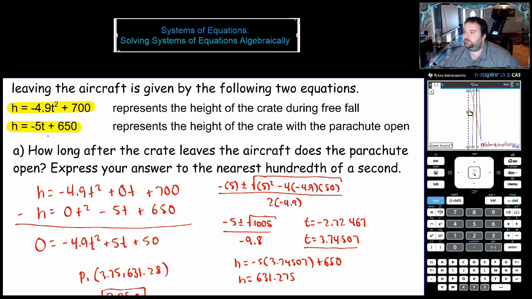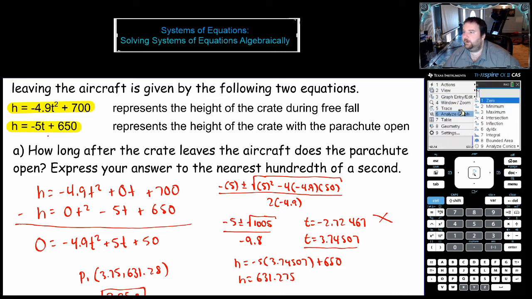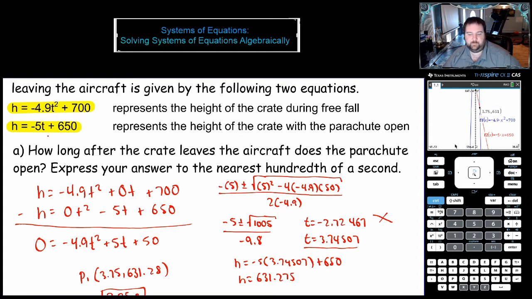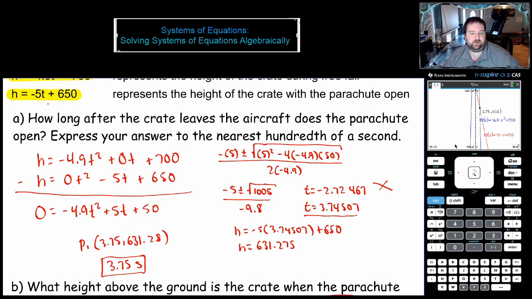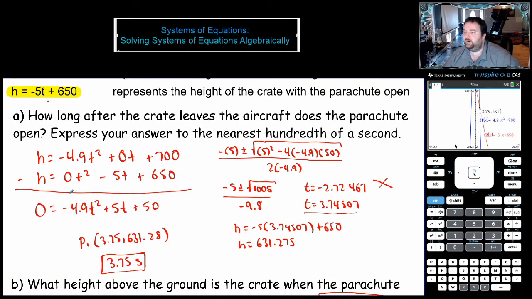Analyze graph intersection. Let's find this first one. Negative 2.72 and 664. So this is the one I discounted, right? And we can see the x value there, negative 2.72. But our time can't be negative. So let's find this other one. Analyze graph intersection. Let's find this one. Positive 3.75 and 631, which is what we found. So there we go. We verified our solution.